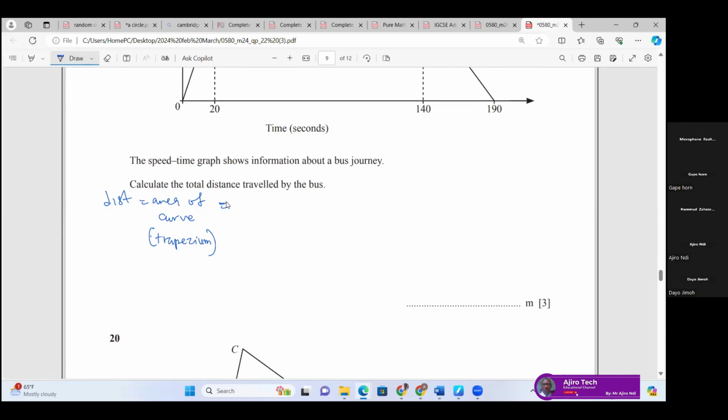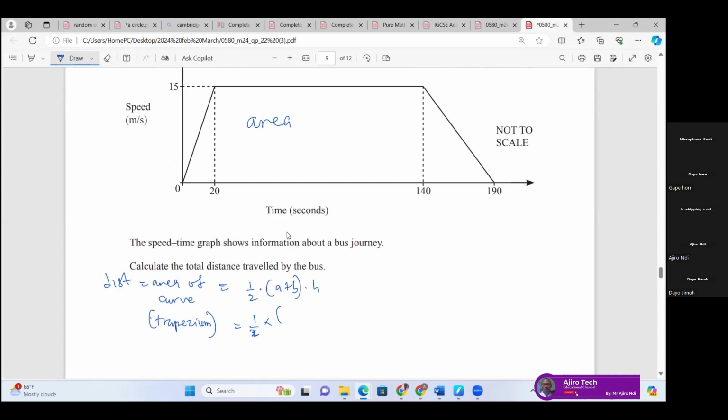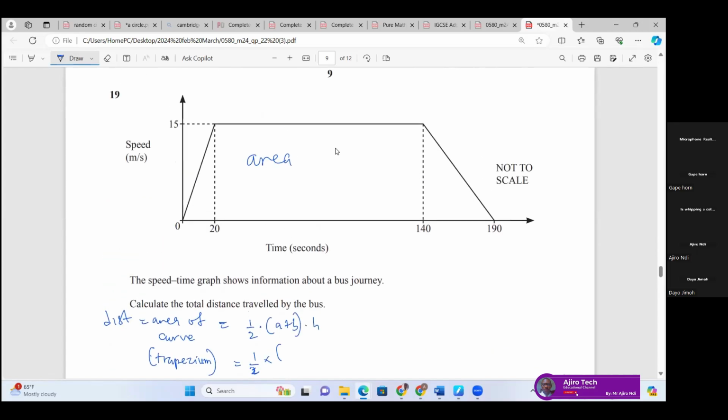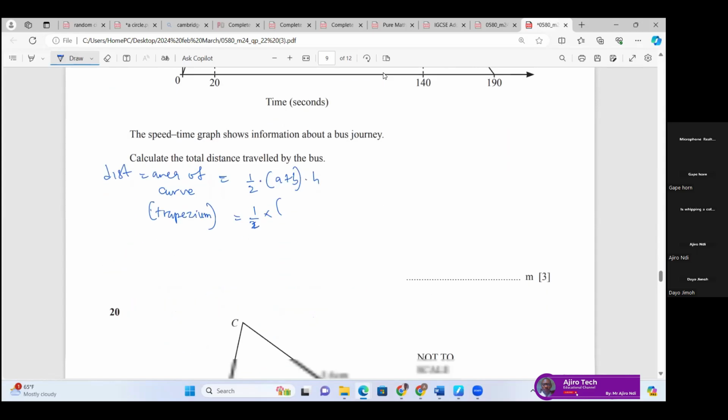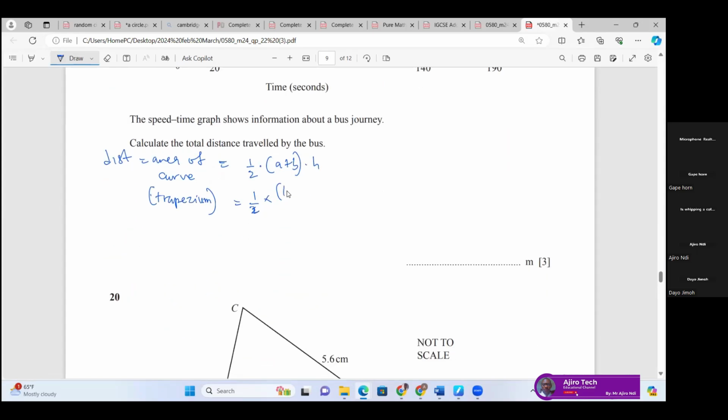So for a trapezium, we're going to do half times a plus b times height. Half multiplied by, what is a, what is b? A is, from this point, this is the a, okay? This is 140 minus 20, this is 20. That is what, 120. That's going to give me 120.